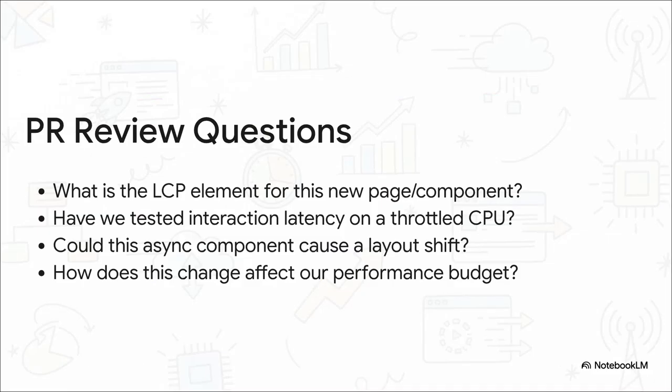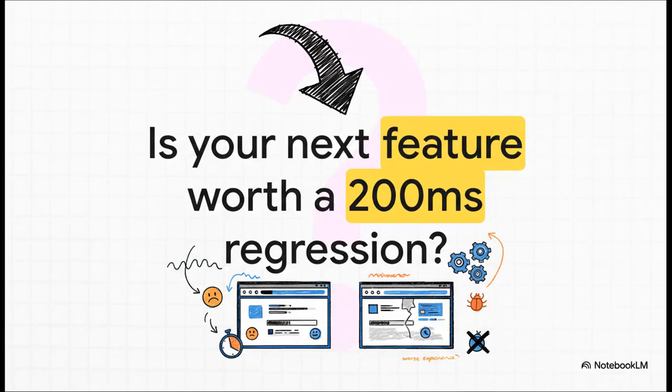So how do you bake this awareness into your team's muscle memory? You start asking the right questions in every single pull request. You make performance a non-negotiable part of your definition of done. These questions force all of us to think about the real user impact of our code, not just whether the tests pass. And that leads us to the final, most crucial question.